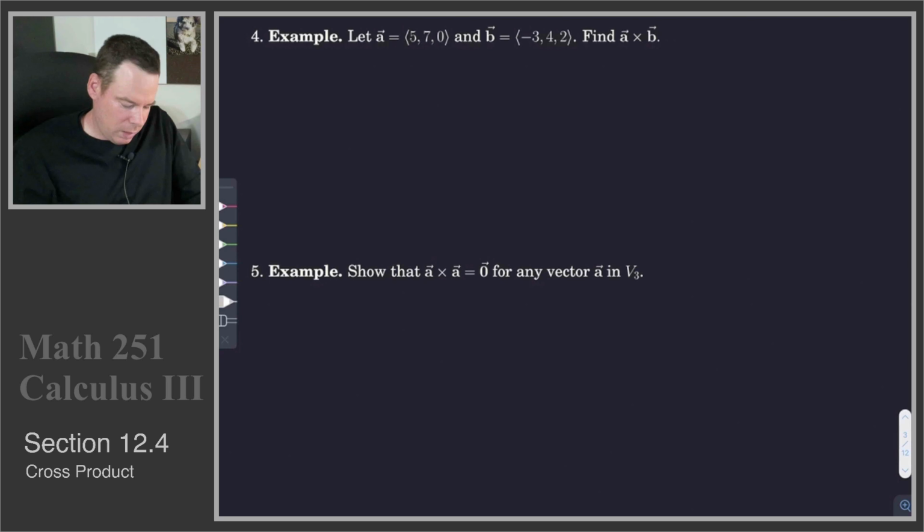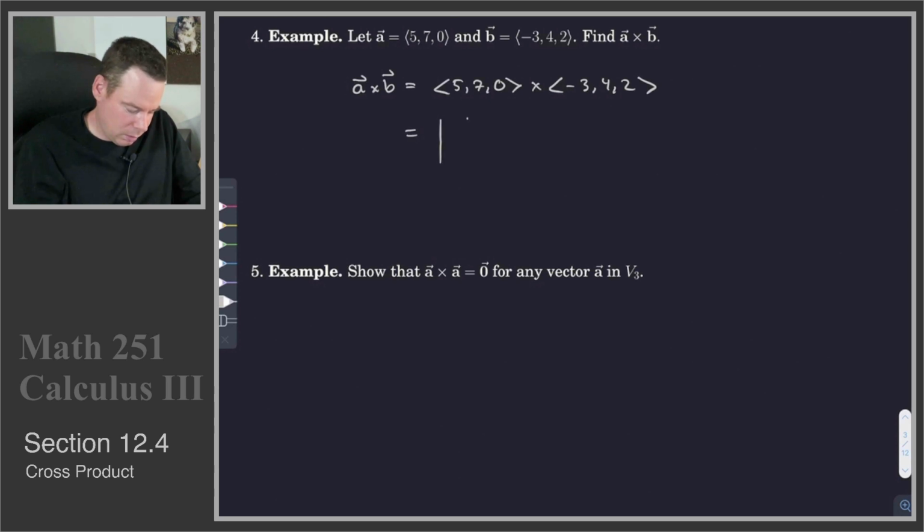We've got two vectors A and B. We want to find their cross product. So A cross B is equal to 5, 7, 0 cross negative 3, 4, 2. We can use our memory device to do this cross product. Maybe I'll write that in here. Our memory device is going to be, take this 3 by 3 formal matrix, where the first row consists of the standard basis vectors, the second row is 5, 7, 0, and the next row is negative 3, 4, 2.